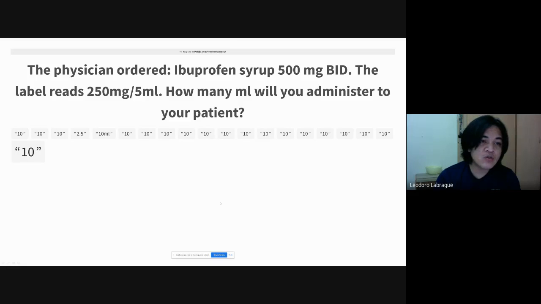These students who answered 2.5, maybe you interchanged the numerator and the denominator. That's why you had 2.5 there. You need to read how much is the order. You need to check how much is the available. This is important in drug calculation. Thank you, Al-Harith.